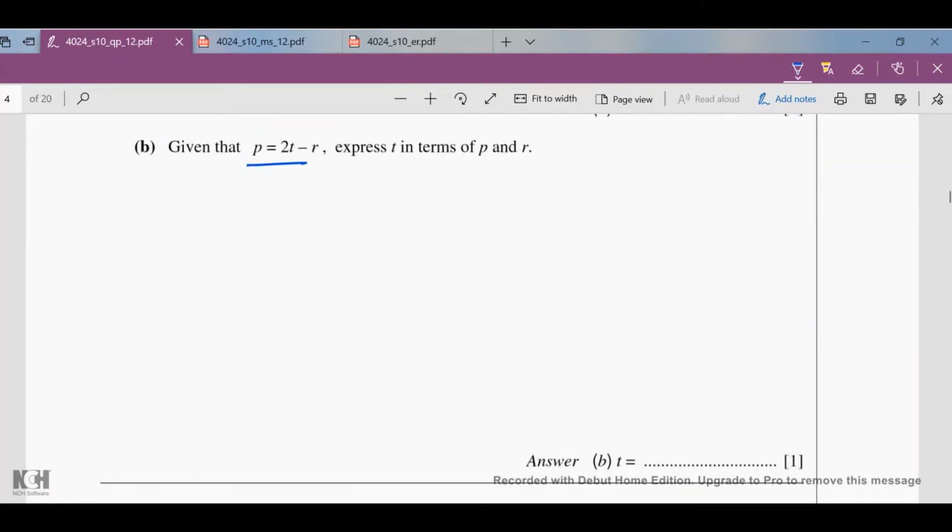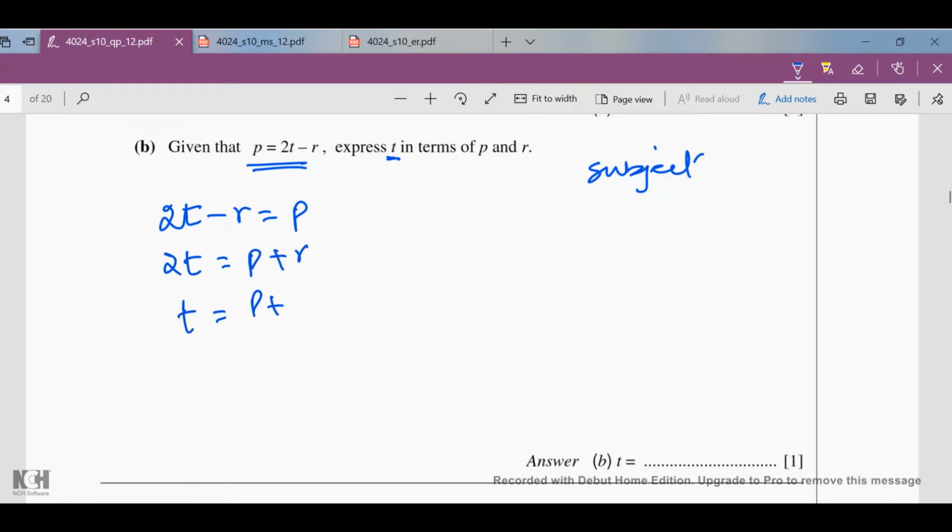Writing as a subject. Express t in terms of, okay, t is your subject, so I'm writing 2t minus r is equals to p. 2t is equals to p plus r, and t is equals to p plus r divided by 2, and that's your answer.